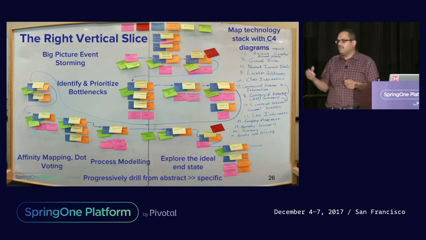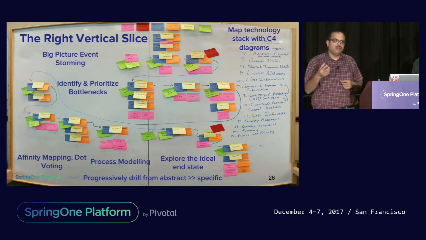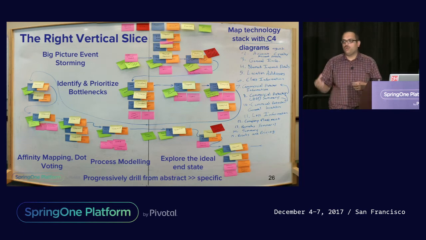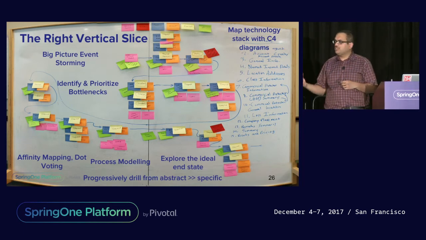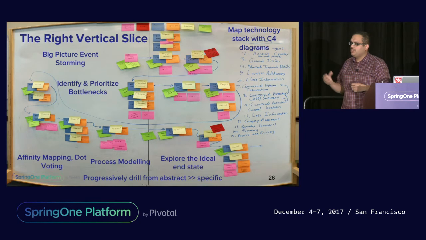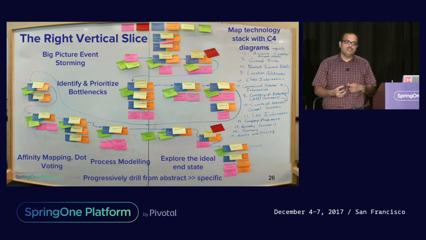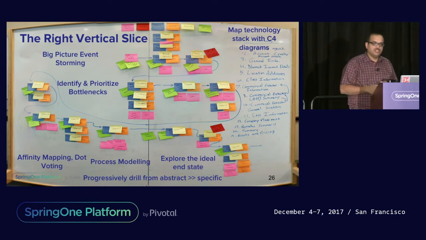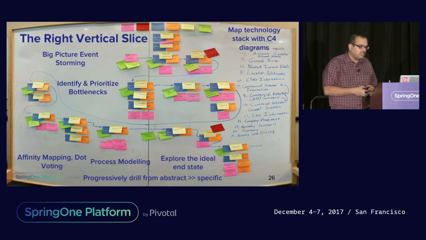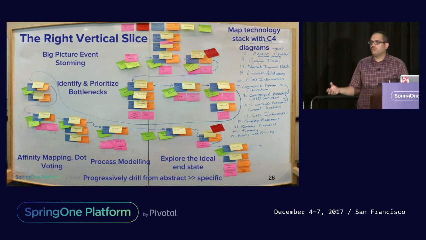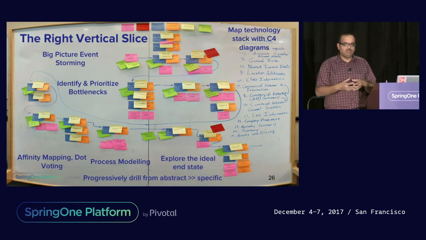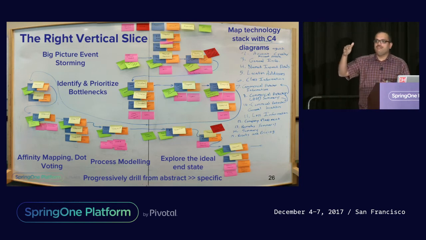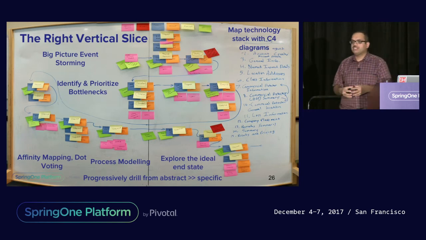That bottleneck, that's the top constraint, you can also call it your core domain. If you follow the theory of constraints, it's the constraint that you need to solve for. So first you do the event storm, then you identify the bottleneck. After that, you go through a process of affinity mapping and dot mapping to figure out which core domain to attack first, and then you go through a process of process modeling.